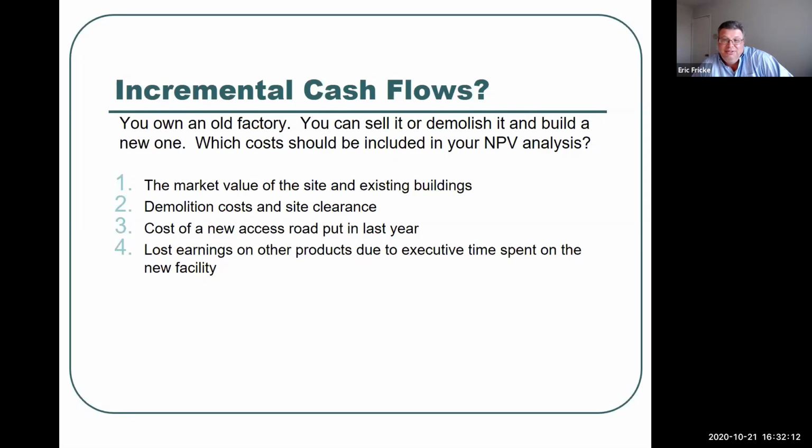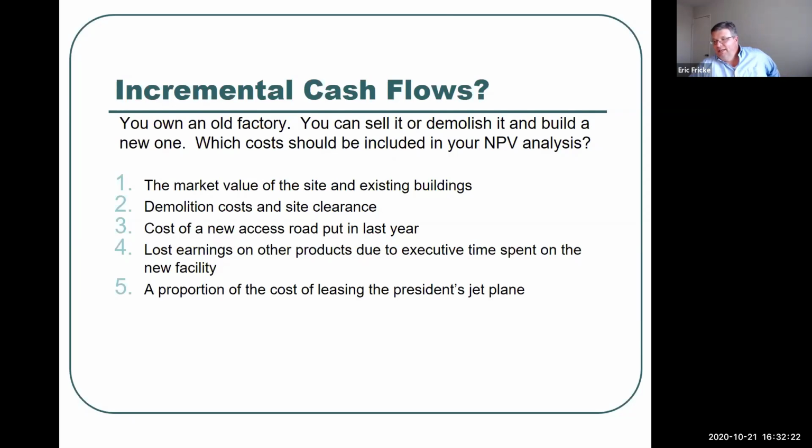Like, what if for some reason you've got your salespeople all busy, working on this project, and they're not out calling on customers? Number 5, a proportion of the cost of leasing the president's jet plane. Now, this is going to be kind of like inside corporate overhead, so you won't see this specific cost, right? And remember, overheads are spread over everything in the company like peanut butter on bread.